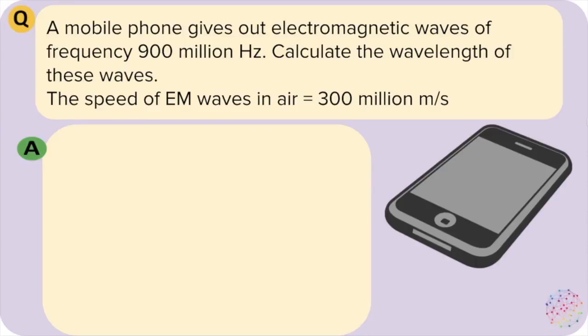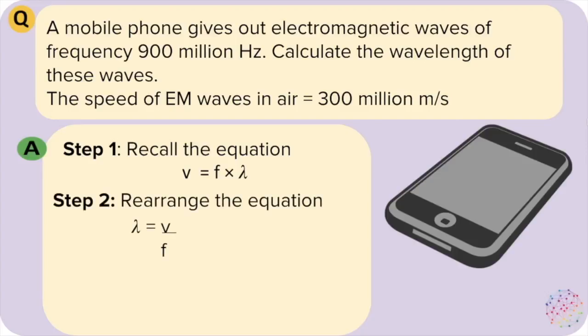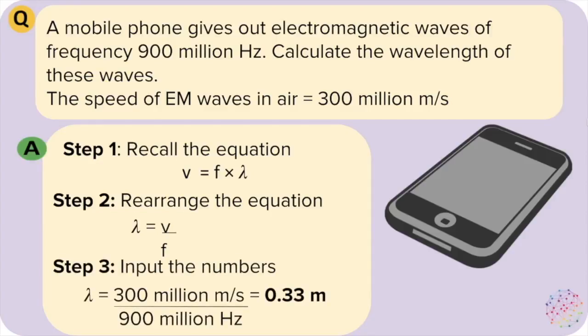To calculate this, we must remember the equation to calculate wave speed, which is wave speed equals the frequency of a wave times by the wavelength. However, we want to calculate wavelength, so we need to rearrange the equation, so divide both sides by frequency to give us the wavelength equals wave speed divided by frequency. Then we input the values from the question. So wavelength will equal 300 million meters per second divided by 900 million hertz, which gives us a wavelength of 0.33 meters.